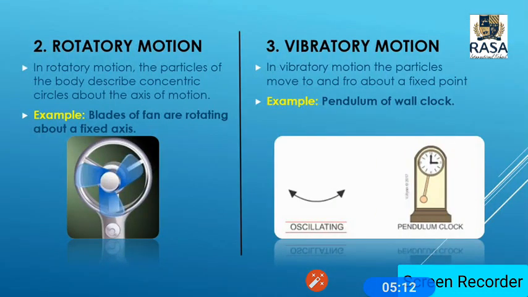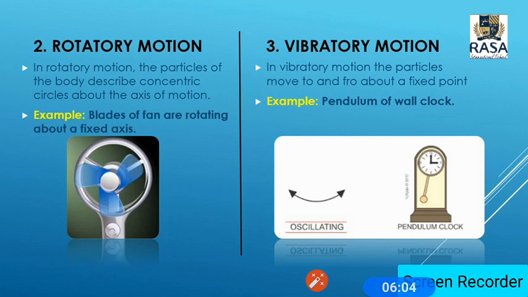Now we move to the second type of motion, that is rotatory motion. Rotatory motion is basically when the particles of the body describe concentric circles about the axis of rotation. Most of you have played with a top. In Hindi we call it lattu. There it rotates on a fixed point and the body of that top makes concentric circles around the axis of rotation. The same example can be taken over here, but we take another example too, that the blades of the fan are in rotating motion about the fixed axis.